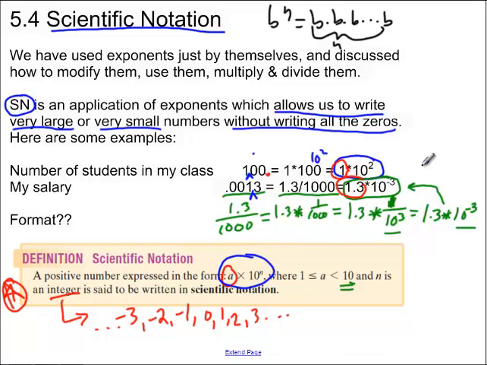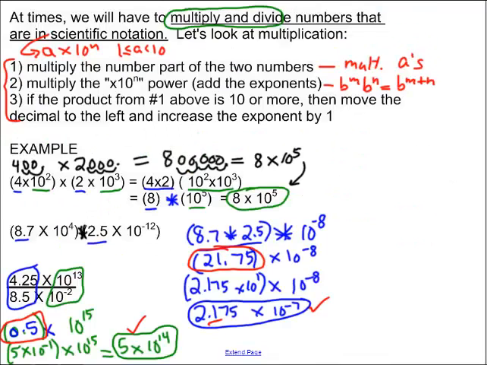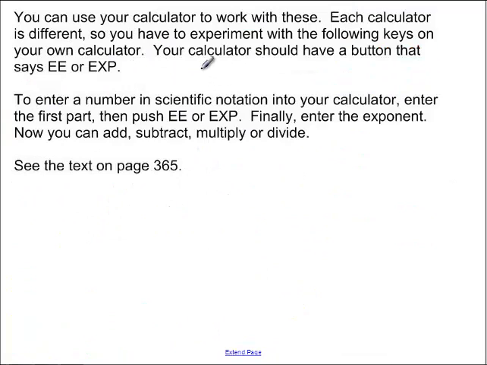So again, scientific notation has to be in the form a times 10 to the nth power. So right down here, a times 10 to the nth power. And we're going to see what it looks like in a calculator. I'm going to fast forward through a couple of different screens to the page that talks about using scientific notation. Using your calculator to work with scientific notation, like I said, each calculator is different, so you'll have to experiment with the following keys on your calculator.